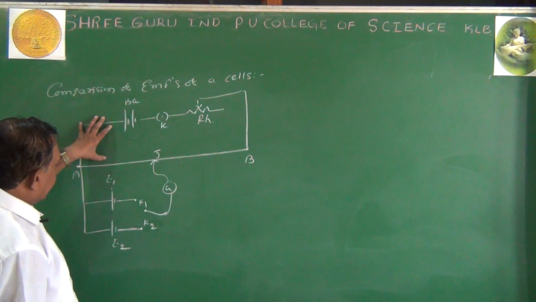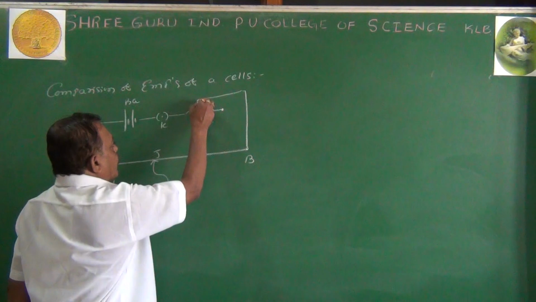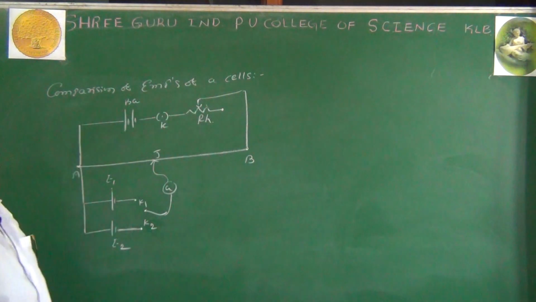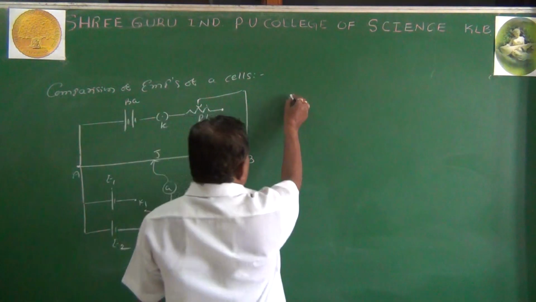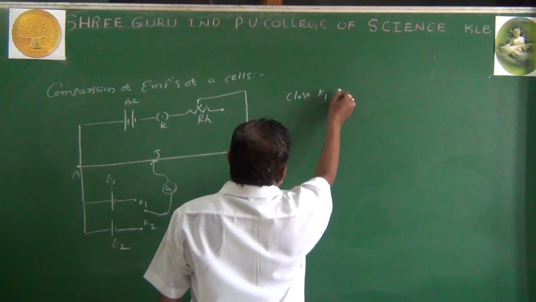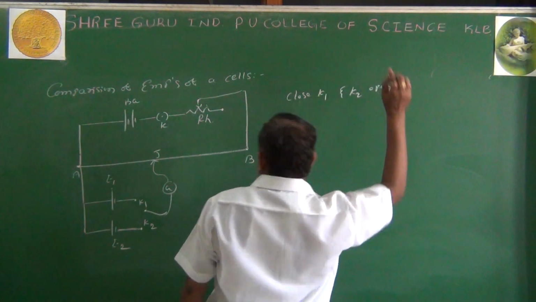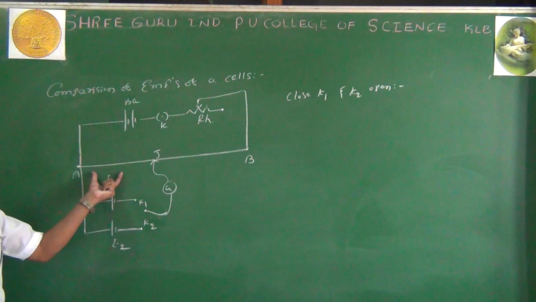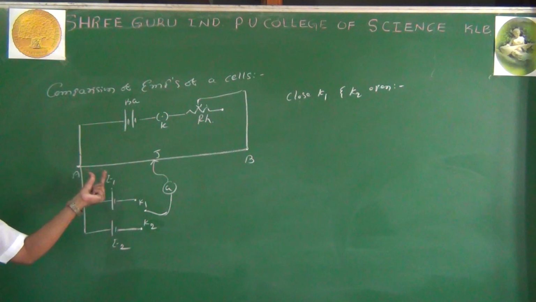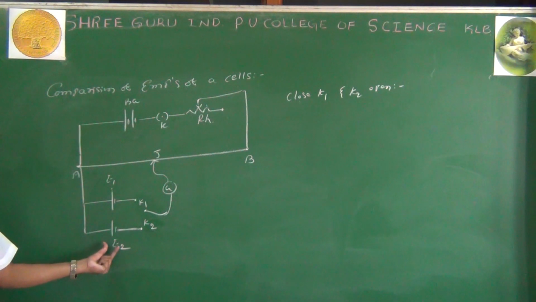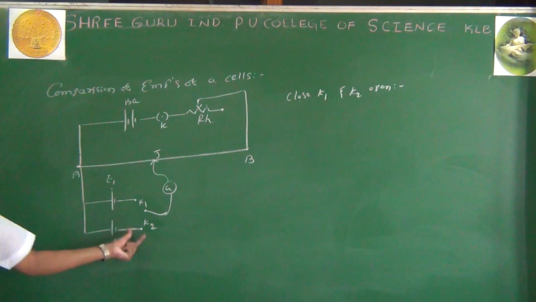I want to start the experiment first. Now this is our experimental arrangement. With the help of the rheostat, I want to pass a constant current in the circuit. Then I close the key K1, K1 closed and K2 open. It means E1 is connected in the circuit, but there will be no inclusion of E2, because we have not closed K2. K2 is open, K1 is closed.